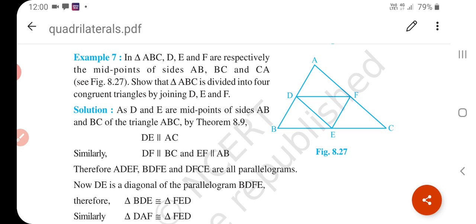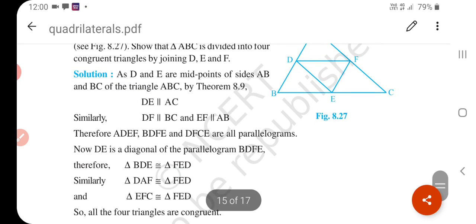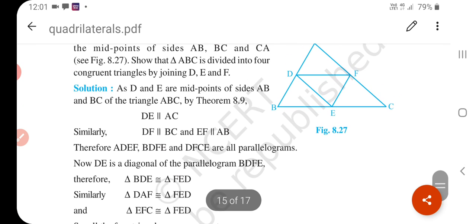Okay, understand? So let's see what we have to do. As D, E and F are the midpoints of AB and BC of triangle ABC, so by theorem 8.9 we can say that DE is parallel to AC.